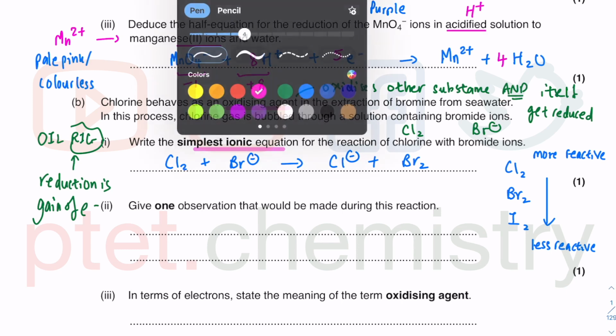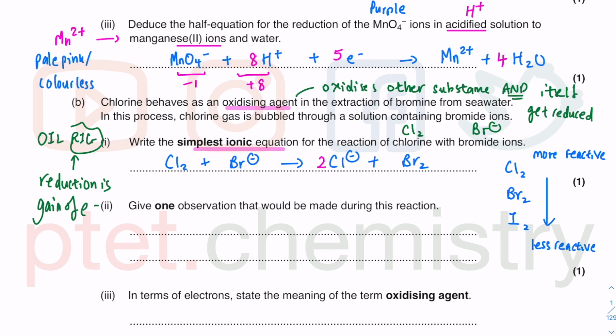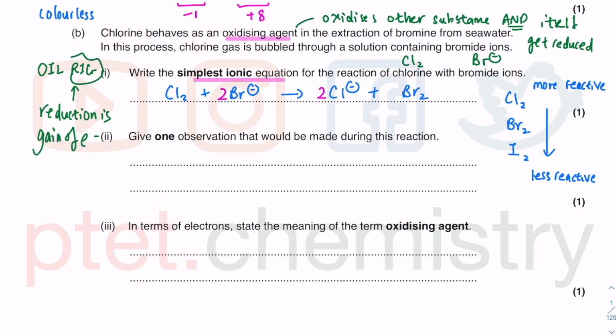Gotta balance your atoms. So 2 chlorine on the left, so 2 chlorine on the right. 2 bromine on the right, so 2 bromine on the left. No charge on the Cl2; minus 1 times 2, overall is minus 2. No charge on the Br2; minus 1 times 2, minus 2. This one, balanced atoms, balanced charges, is the simplest ionic equation.